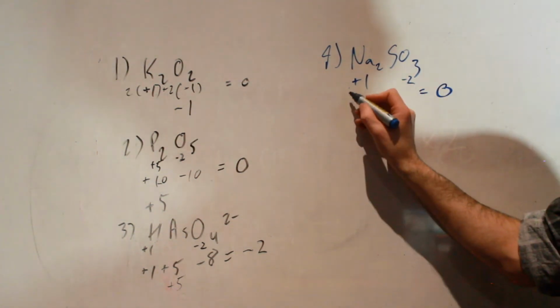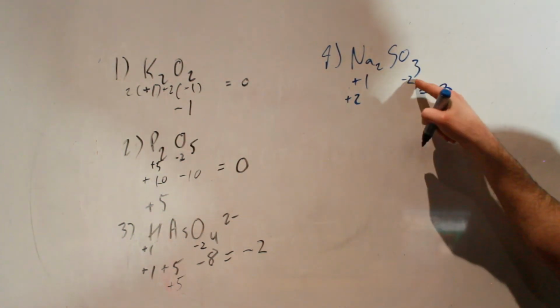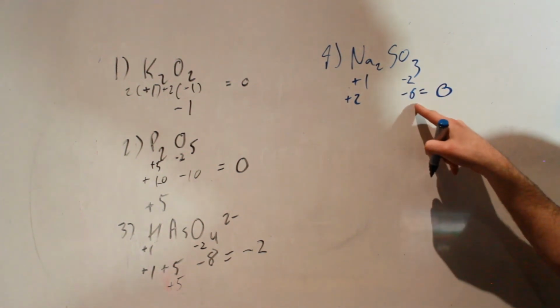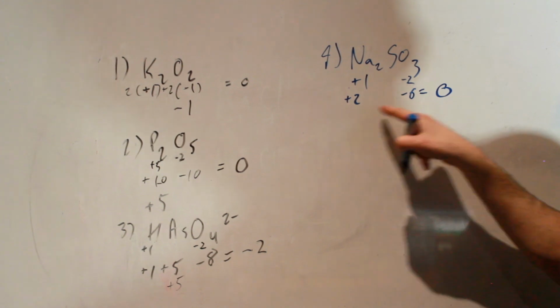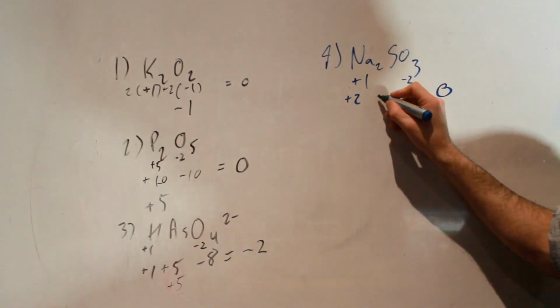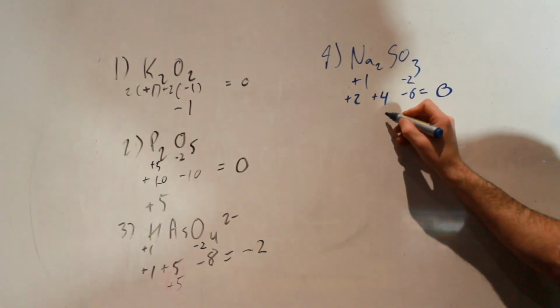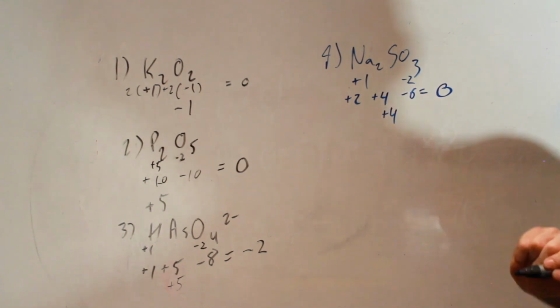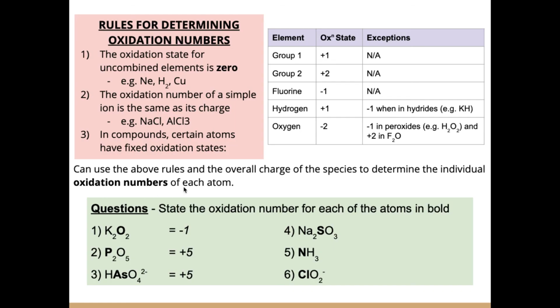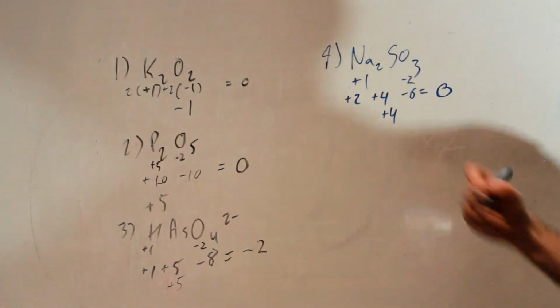I got 2 lots of sodium, so that's going to be +2. I got 3 lots of oxygen, so that's going to be -6. +2 - 6 is -4, so our sulfur has to be +4 in order for that to equal 0. So +4 for the sulfur. Let's double check that. We get +4. Excellent.